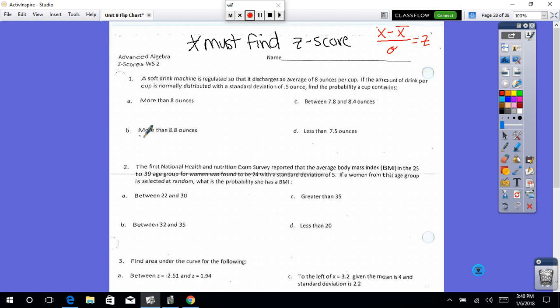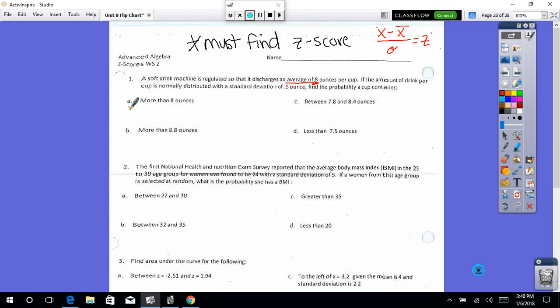So right here it says a soft drink machine is regulated so that it discharges an average of 8 ounces per cup. The amount of drink per cup is normally distributed with a standard deviation of 0.5 ounces. Find the probability that a cup contains these situations happening down here.